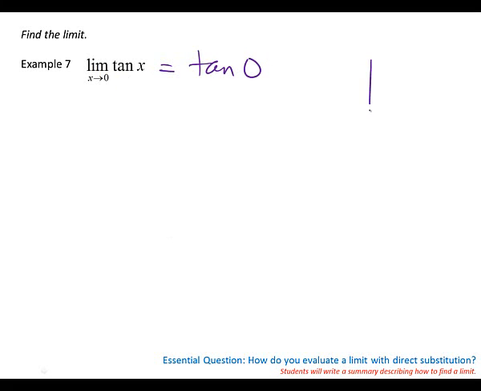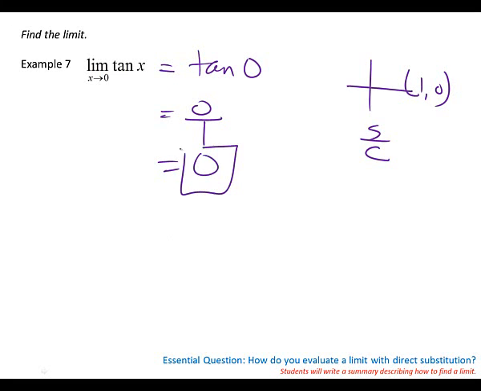0. Okay, so if I'm thinking tangent of 0, remember tangent is the sine divided by the cosine. I need that coordinate right there, right? So what's my sine? 0. What's my cosine? 1. So my answer is 0.